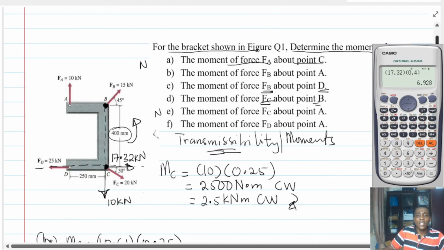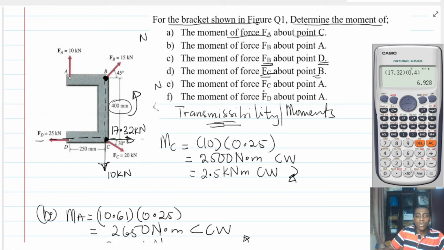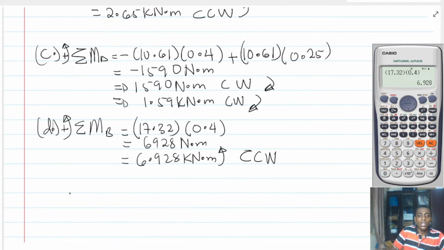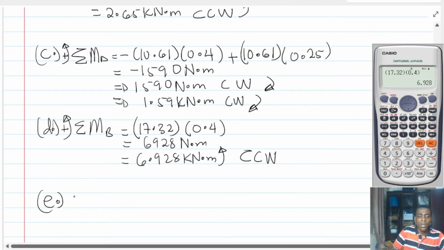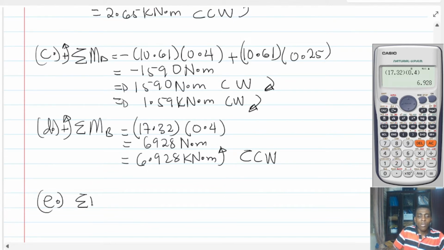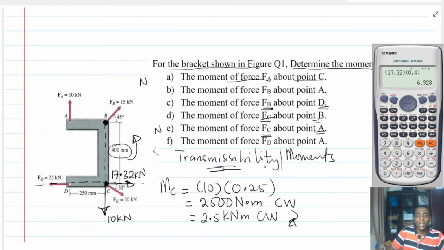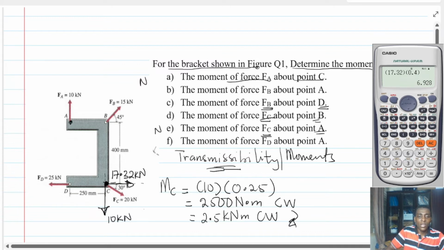Now let's look at E. So FC about A. I want to look at the moment of FC about A. Counterclockwise is positive. So the same FC, but this time about A. So I will not change the FC, but I will just change this one. Now I want to sum moment about this point. Is that right? Please watch this.